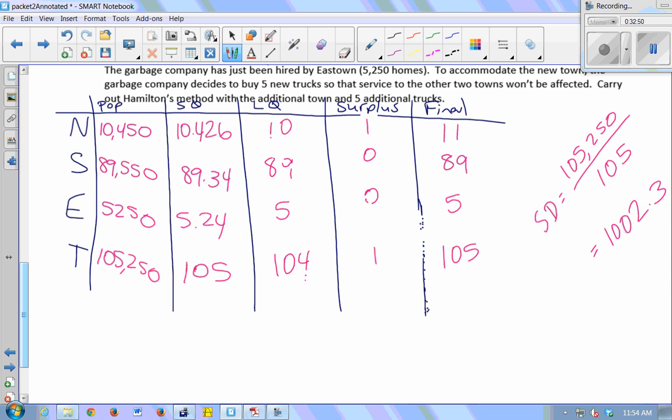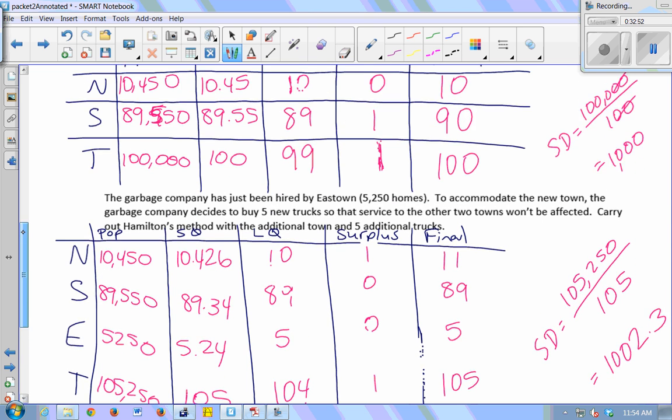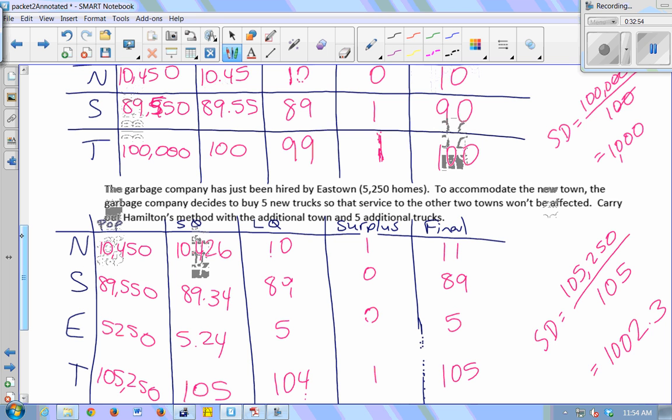So what happened? Southtown lost a truck to Northtown. We gave Easttown its fair share of trucks, 5, exactly as we predicted, but then we switched one from Southtown to Northtown, which feels a little bit like the independence of irrelevant alternatives from voting, right?